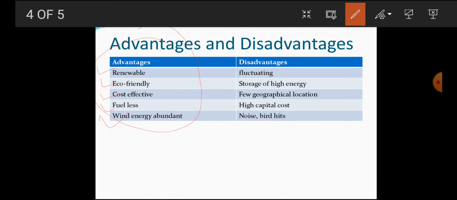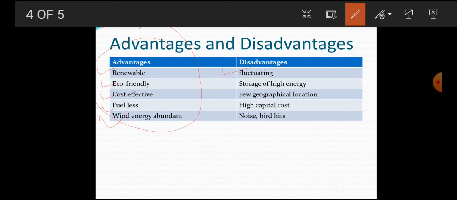Now we will see disadvantages. So first disadvantage, it's very much fluctuating. So the wind energy speed is very much fluctuating, so it's not constant.